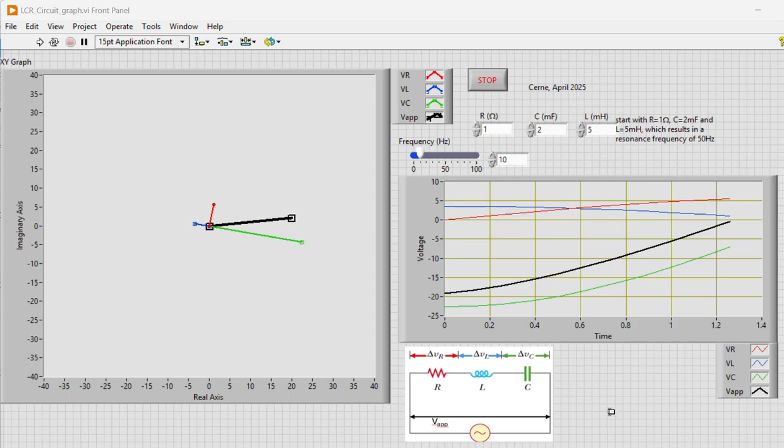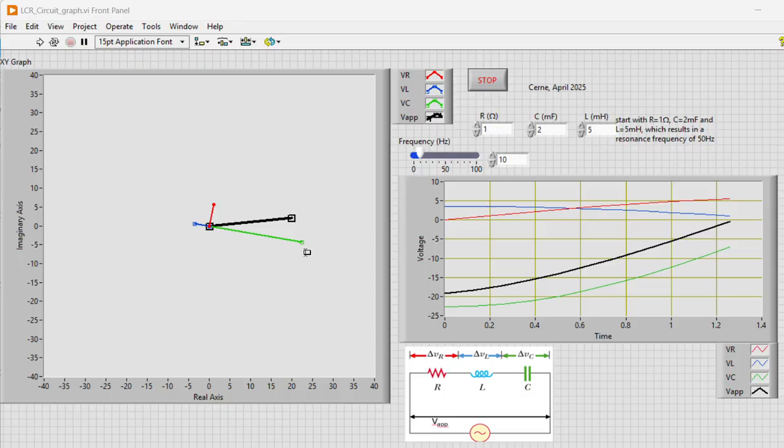Hi, this simulation helps us visualize how voltages across a resistor, inductor, and capacitor change with time in an AC-driven circuit. If this were just a DC voltage, we would just add the voltage across the resistor plus the voltage across the inductor plus the voltage across the capacitor, and that would give us the total voltage. But since these are time-dependent voltages, we can't just add the magnitudes. We have to add them as vectors.